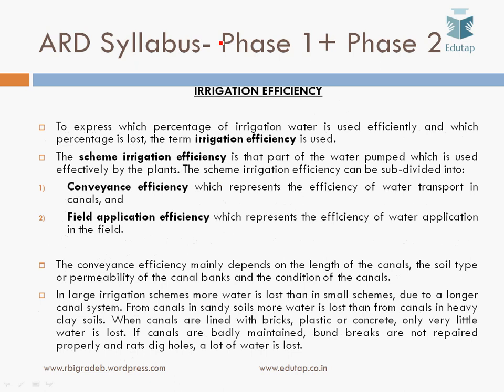Let's see these questions. Now when we talk about irrigation efficiency, the meaning of irrigation efficiency is to express which percentage of irrigation water is used efficiently and which percentage is lost. This is the basic meaning of efficiency: when you are giving water to the field, what percentage of water is being efficiently used for the growth of the plant and what percentage of water has been lost, that is not being used productively for the growth of the plant. Now when we talk about irrigation efficiency, there are 2 terms. There is conveyance efficiency and then there is field application efficiency. What do we mean by conveyance efficiency?